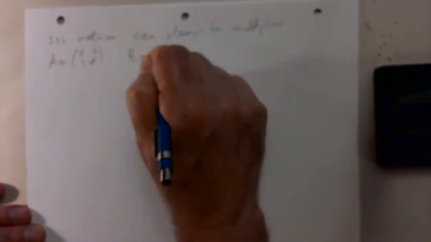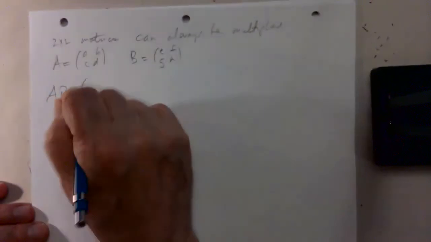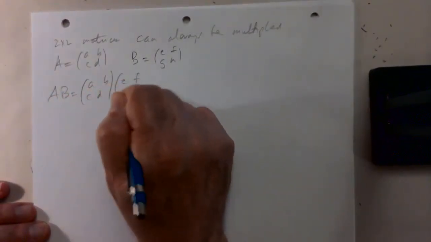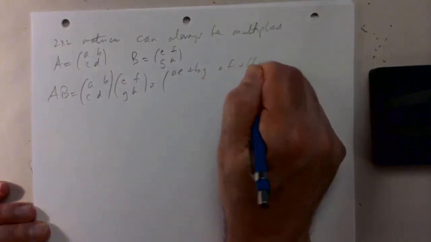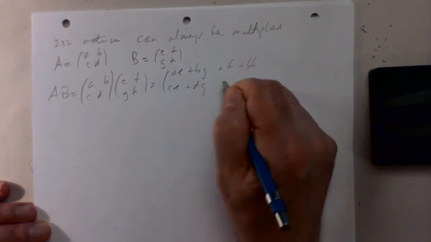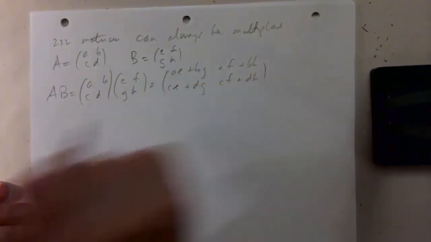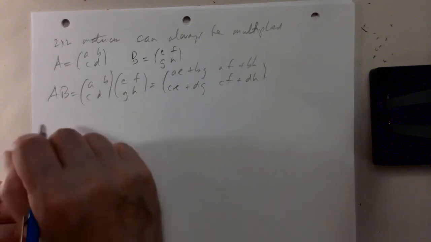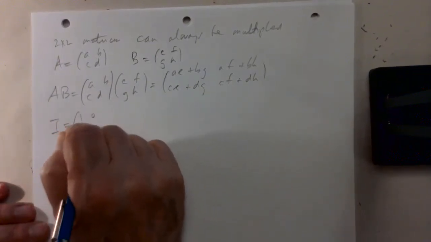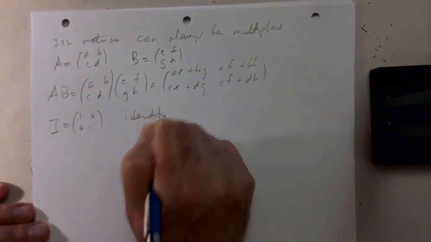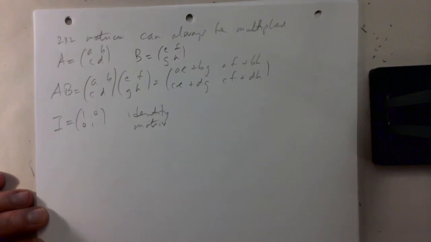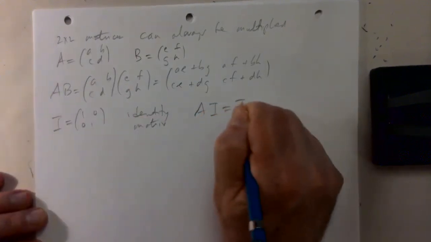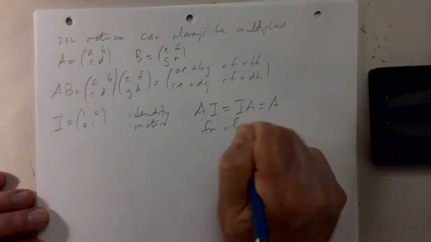So if A is A, B, C, D, and B is E, F, G, H, AB, when you multiply them, this is AE plus BG, AF plus BH, CE plus DG, CF plus DH. That's matrix multiplication, and it's associative. If you take the matrix 1, 0, 0, 1, this is called the identity matrix. And it's called the identity matrix because AI equals IA equals A for all matrices A.